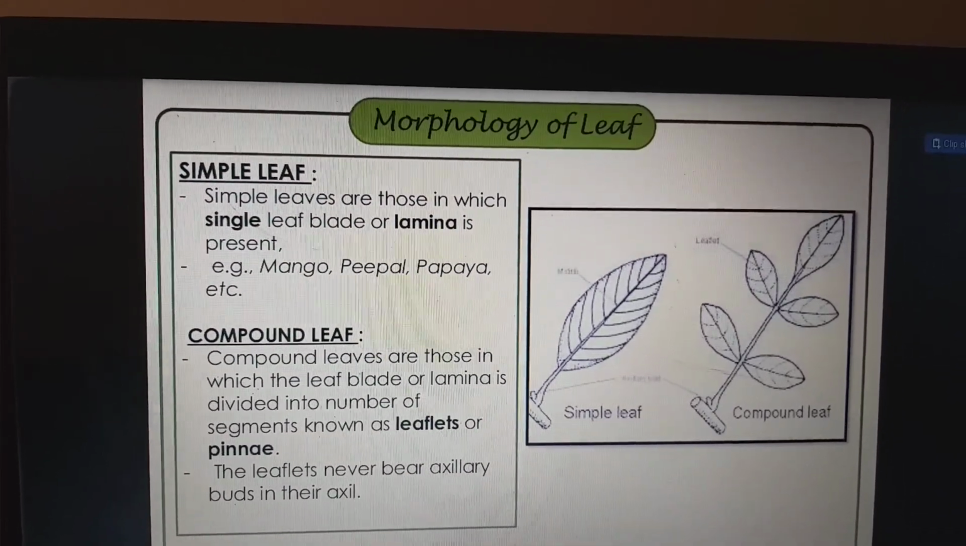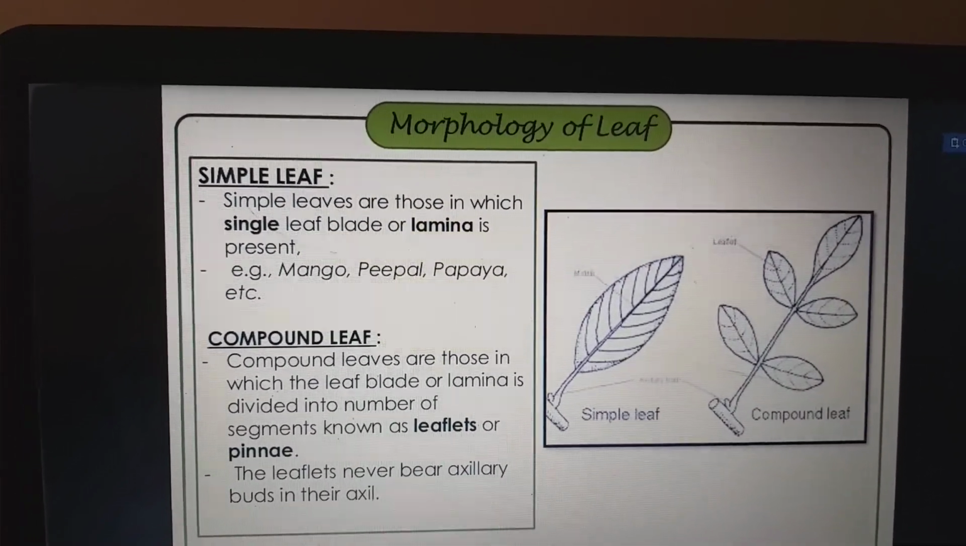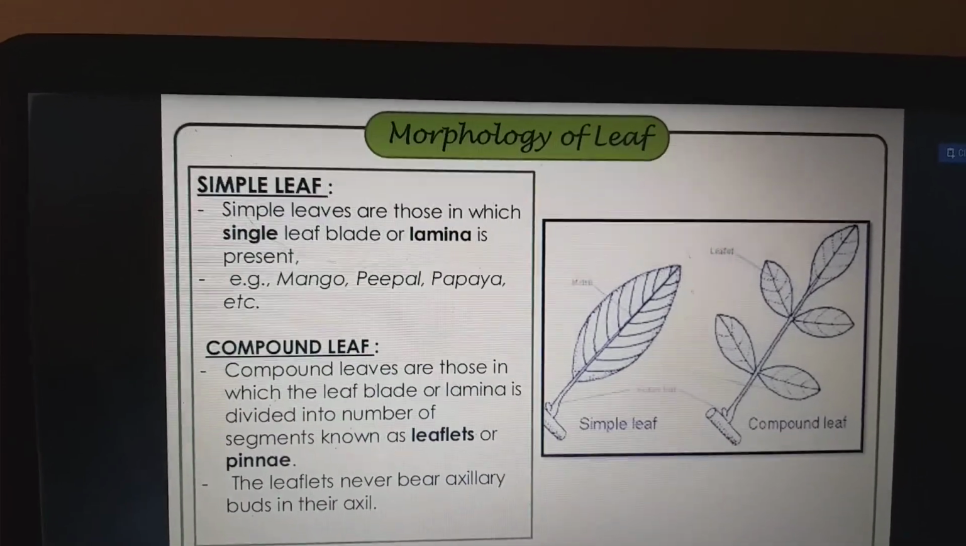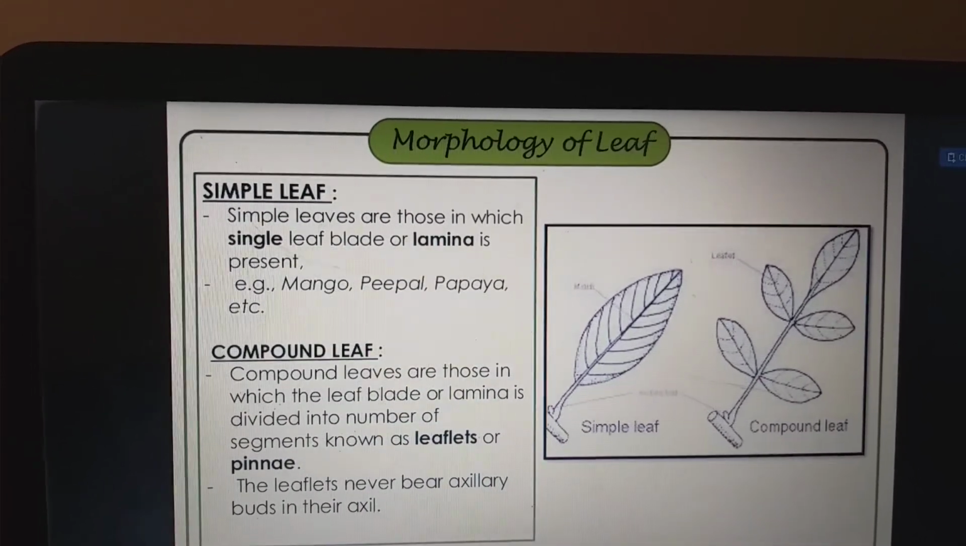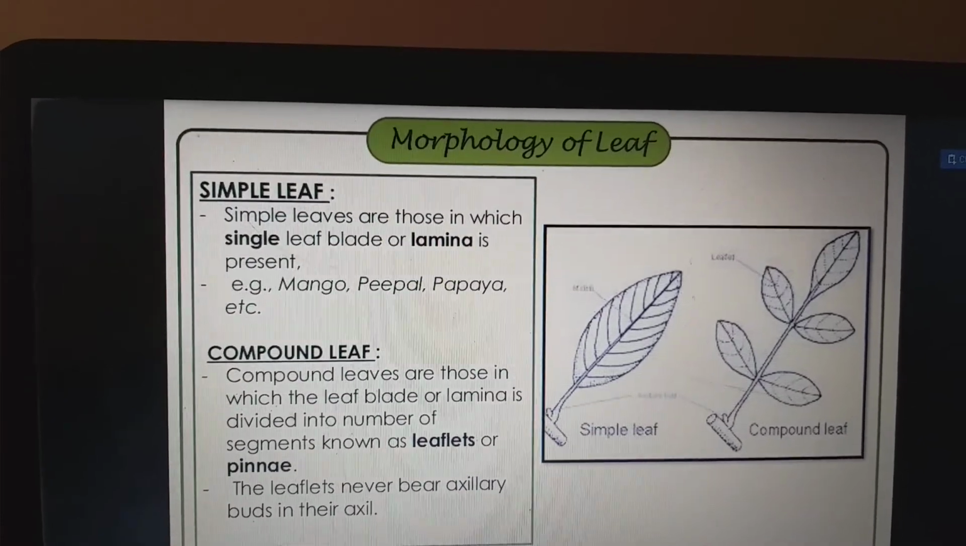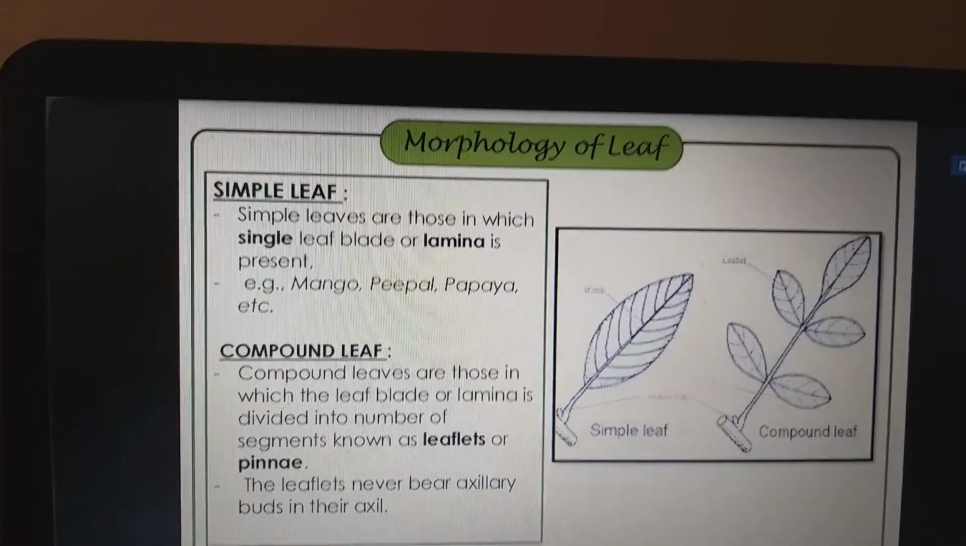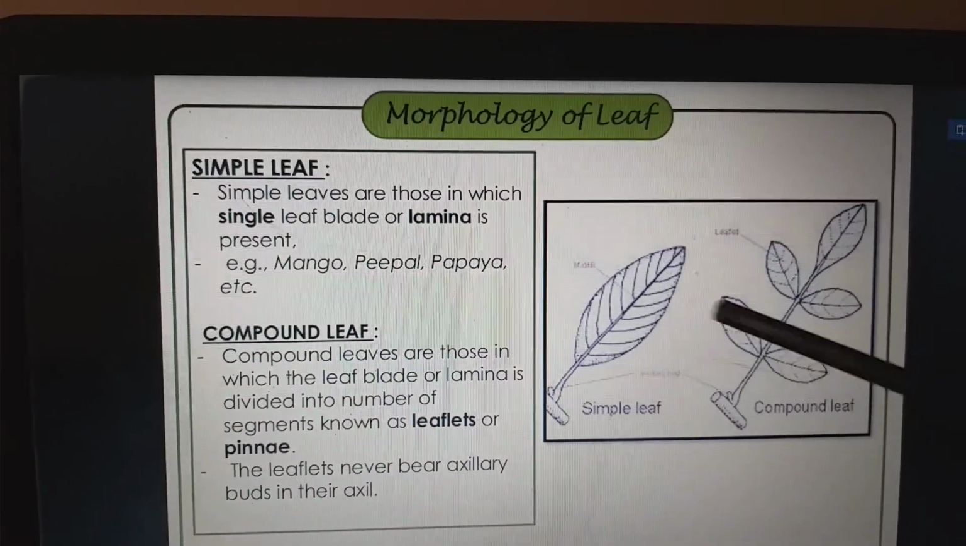Compound leaves are those in which the leaf blade or lamina is divided into a number of segments, which we call leaflets or pinnae. The leaflets never bear an axillary bud in their axils. So this is the simple leaf and this is the compound leaf.